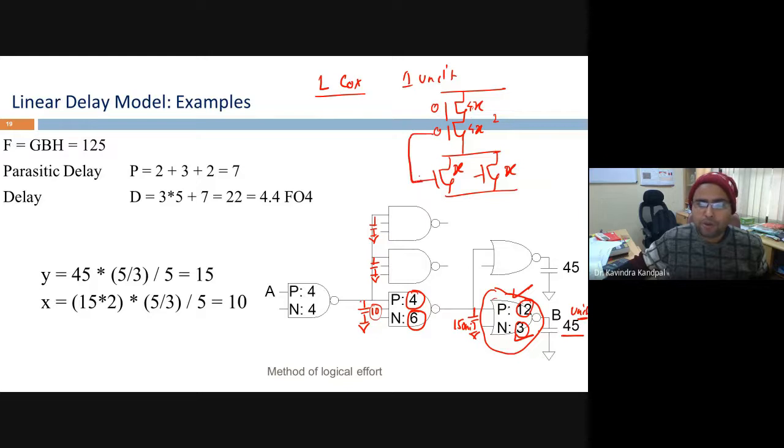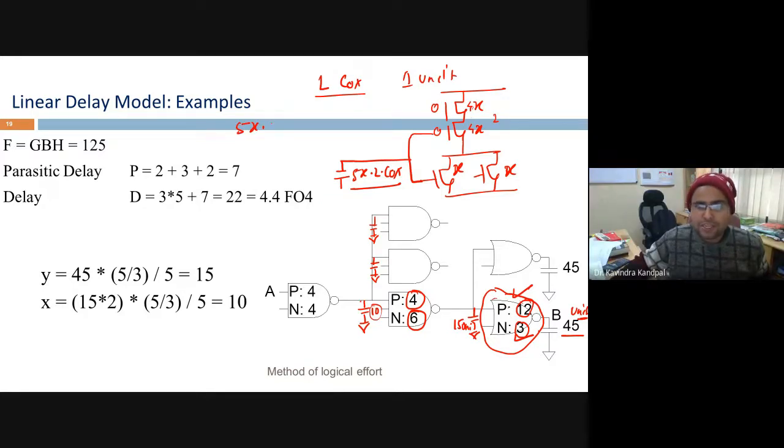Now look at per input. Per input, what is the capacitance appearing here? W into L into COX. What is the width now? 5X into L into COX. That will be the capacitance, yes or no? Yes, sir. 5X into L into COX.